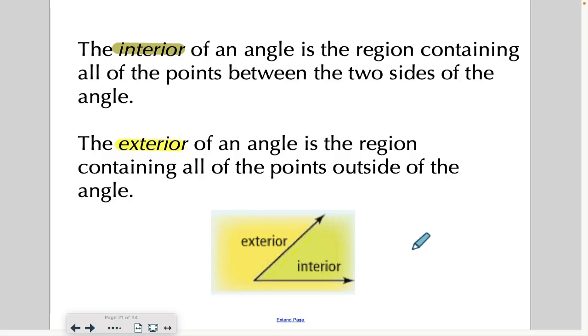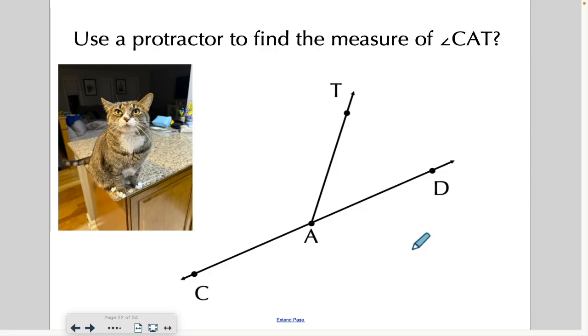Now we get to see who remembers how to use the protractor and who does not. Okay, so I want you to use a protractor with no information from me and find the measure of angle CAT, C-A-T. And then we'll talk about how you did it and we'll see who remembers what they're doing and who doesn't.